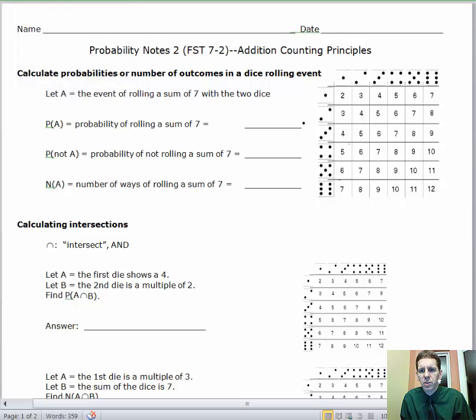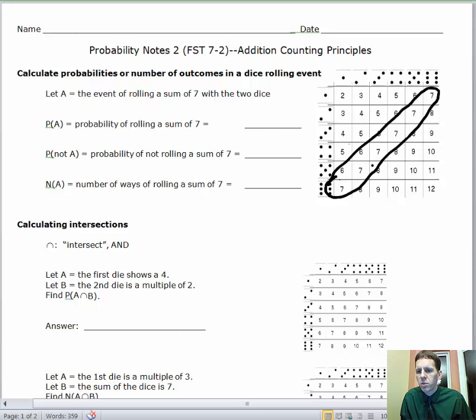First, I want to go back to dice rolling, which we talked about the other day in class. We're going to let A be the event of rolling a sum of 7 with 2 dice. And this notation, P of A, again means the probability of rolling a sum of 7. You might recall that these different sums always appear along diagonals on your dice rolling diagram, and the 7 is no exception. The 7s occur basically all along this diagonal right here.